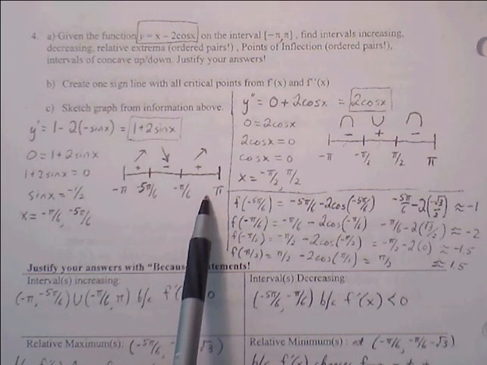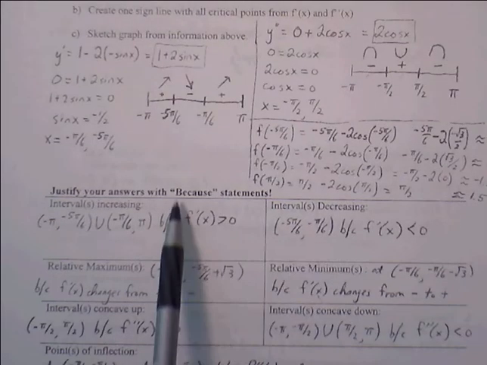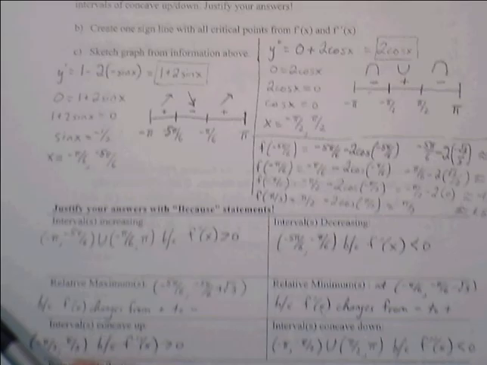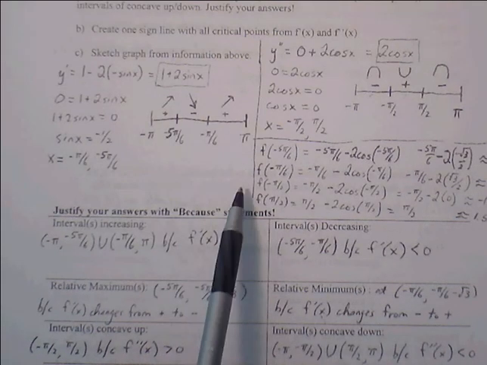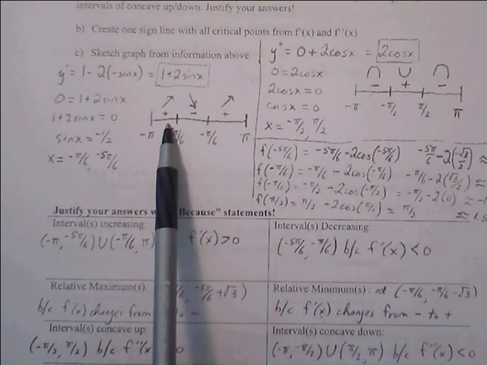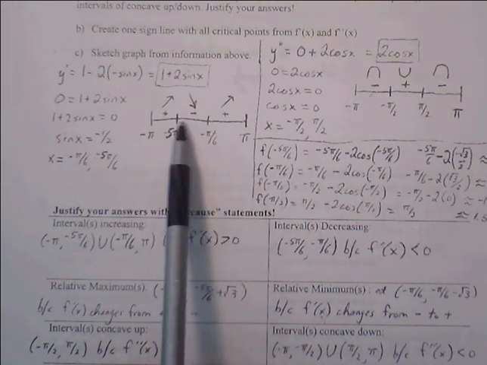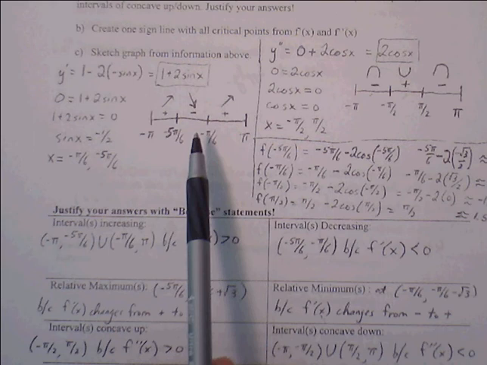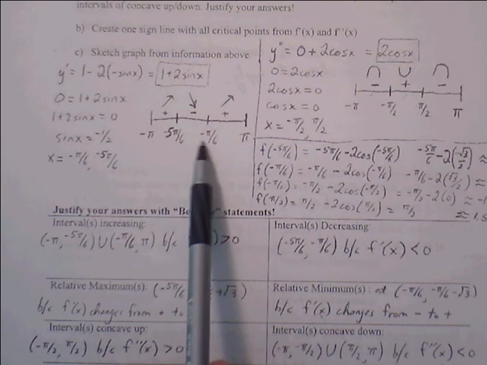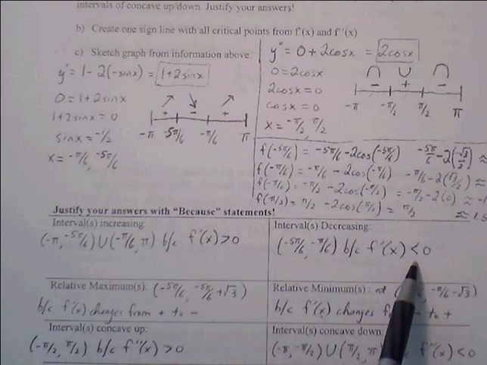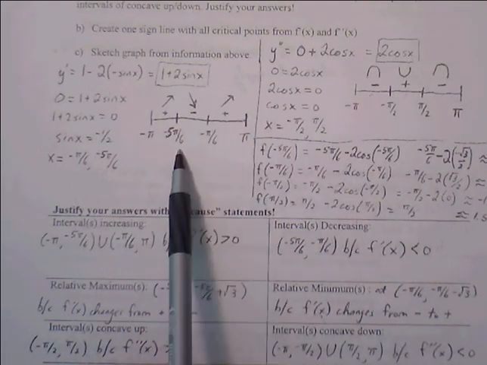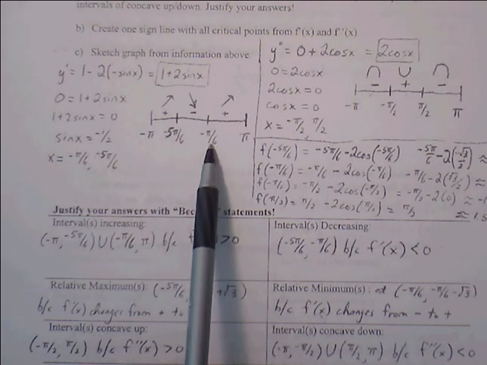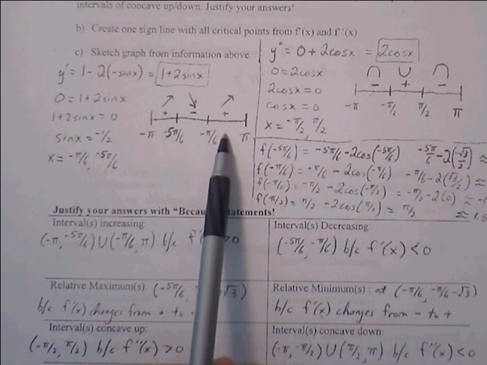All right, we can fill out the because statements here by looking at our sign line. Interval increasing: we have two intervals here, negative pi to negative 5 pi over 6, union negative pi over 6 to pi, increasing because f prime is positive, greater than 0. Interval decreasing from negative 5 pi over 6 to negative pi over 6 because f prime is negative, less than 0. Relative max at negative 5 pi over 6 because f prime changes from positive to negative. Relative min at negative pi over 6 because f prime changes from negative to positive.